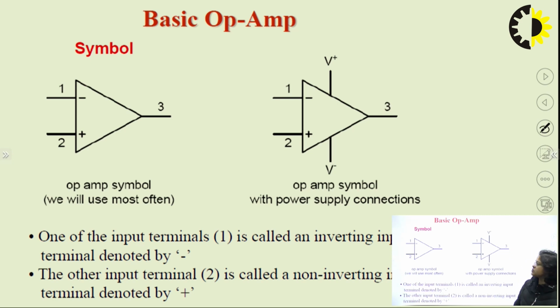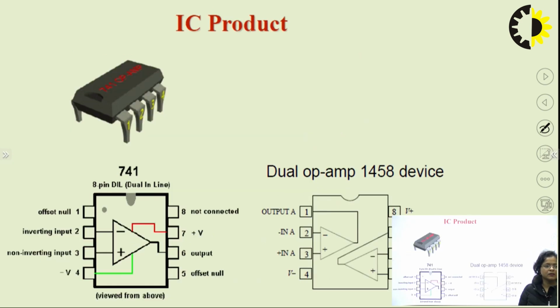This IC uses two DC supplies. The maximum positive DC supply is called V plus or plus VCC, and the maximum negative supply is called V minus or minus VEE. The output is identified here as number 3.